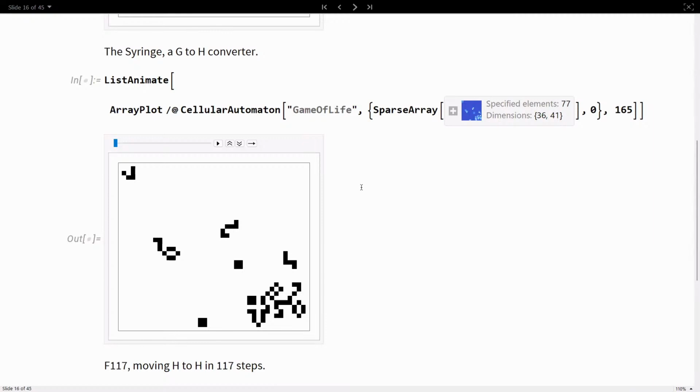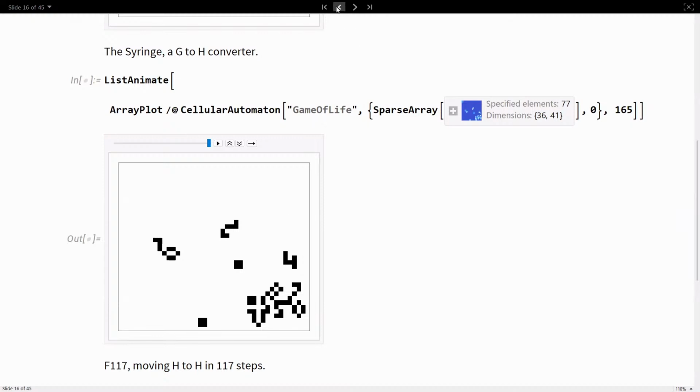Here's an important object known as the syringe. So you've got a glider coming in, and it's going to produce a Herschel over here. This is a ghost Herschel at the moment, but it'll be a full Herschel once this is finished running. So it comes into this still life object. There's some chaos for a while. And then after a while, you have a Herschel shape over here after 165 steps. So the glider comes in, chaos, and you have the signal redone.